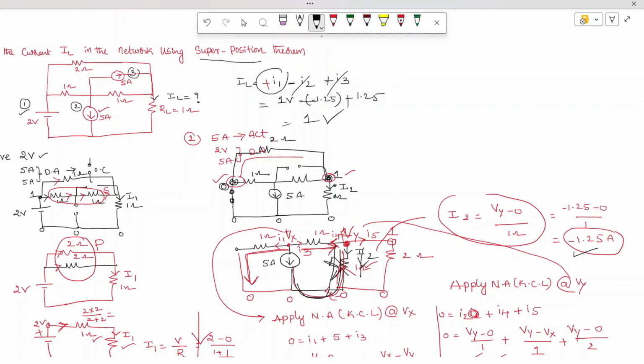So you can write this as plus if it is flowing in this direction, and I3 is also flowing in the same direction, that's why this is also plus. But our assumed direction is from top to bottom. If it flows in this direction, what is that value? It is the same you are going to get. Then we are going to get this value as 1 volt. Hope you understand the problem.